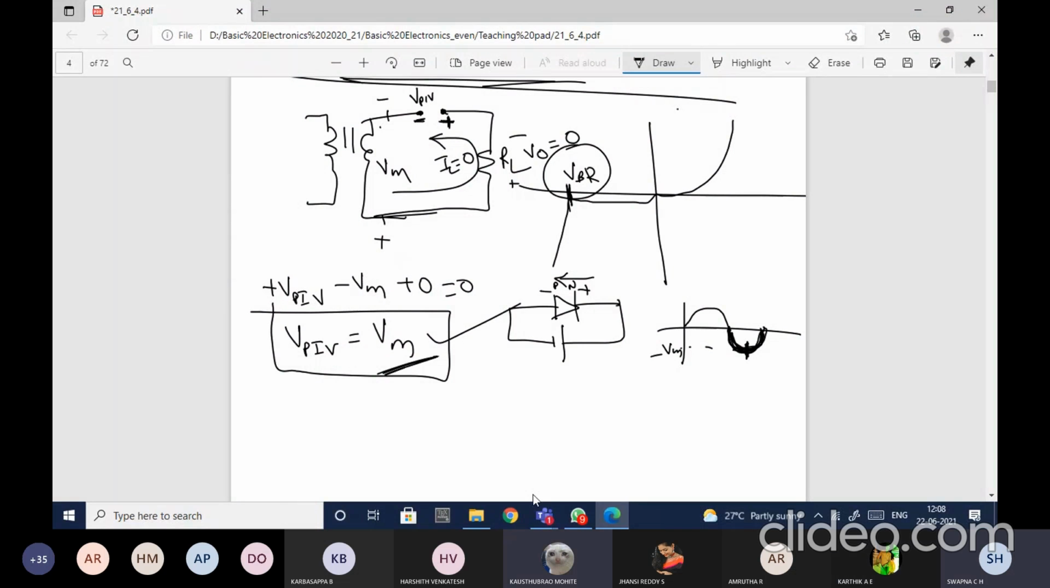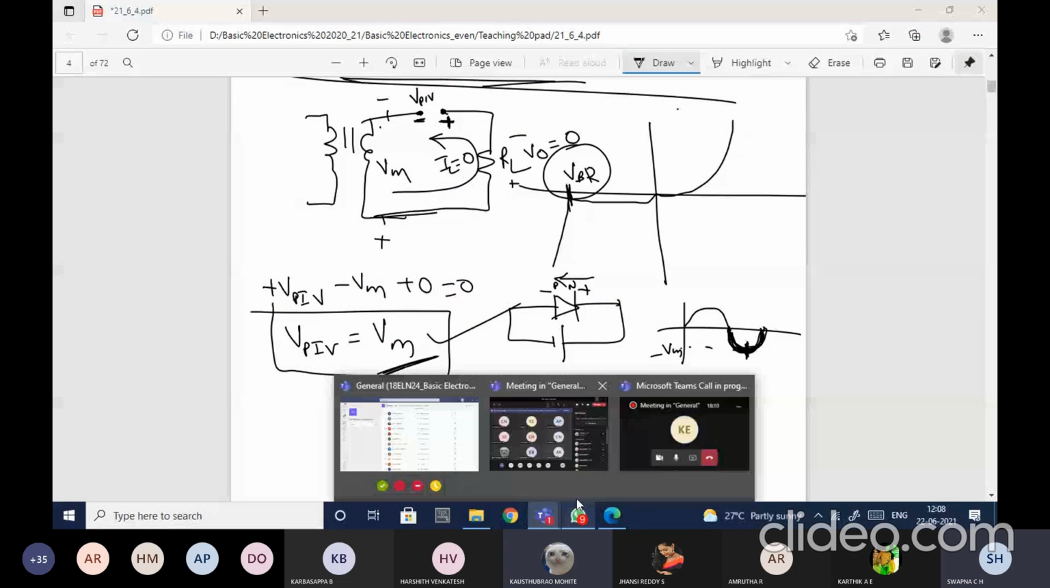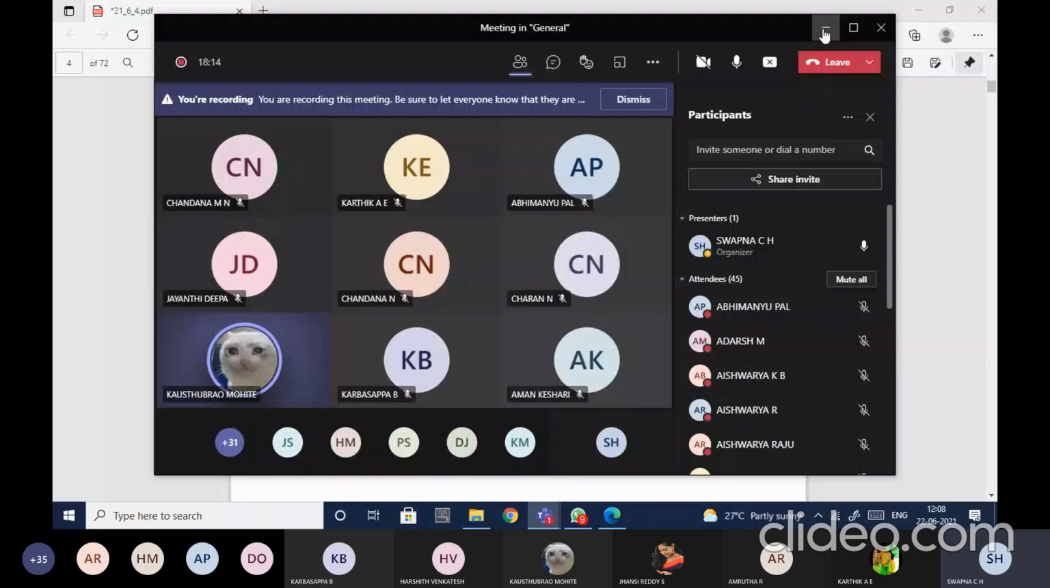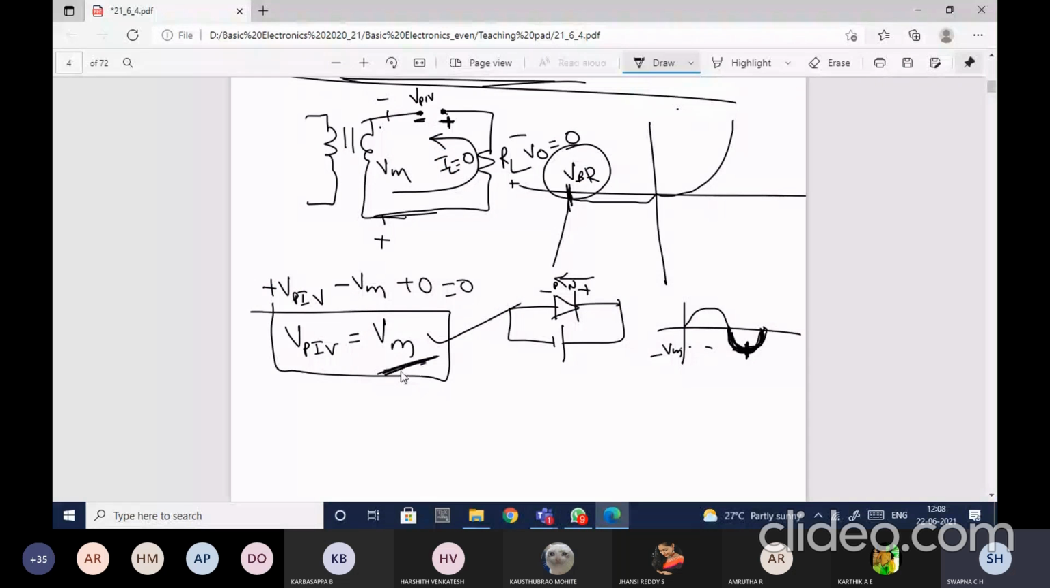Yes, ma'am. Peak inverse voltage is equal to breakdown voltage then, is it? See, it should be less than that. Peak inverse voltage should be less than the breakover voltage of that particular diode. Whenever you're choosing the diode, if I'm fixing 12 volts peak to peak, whatever diode I'm choosing, its breakover voltage should be greater than this 12 volts. Only then will you be able to reuse the diode again. Understood? Okay, that is what peak inverse voltage is.